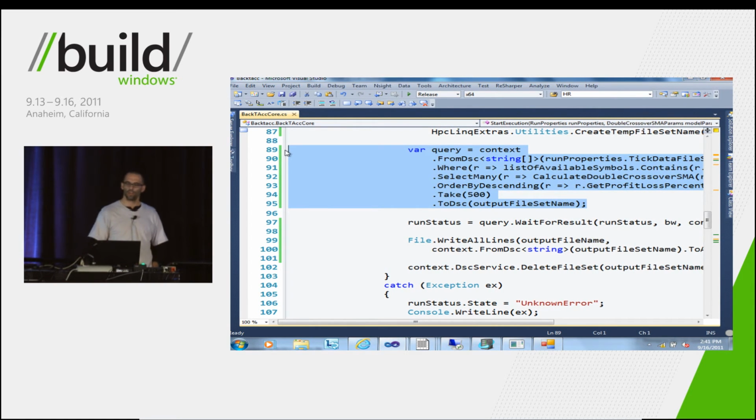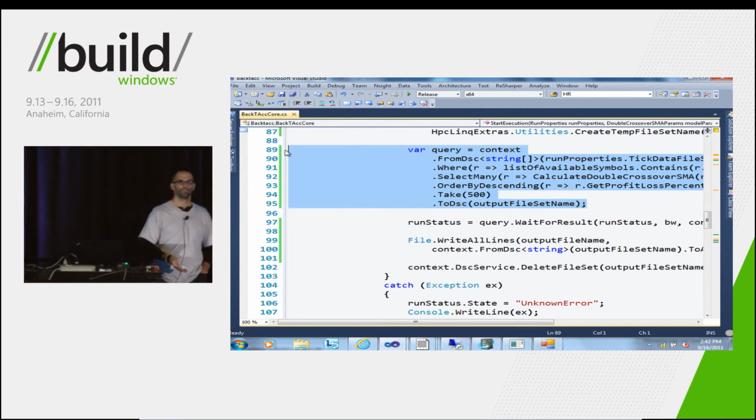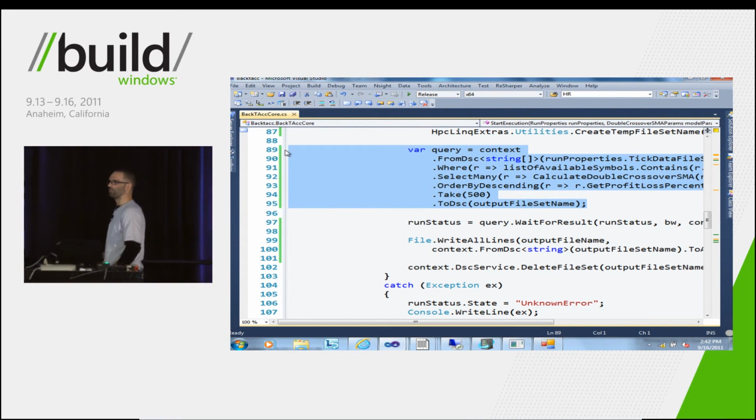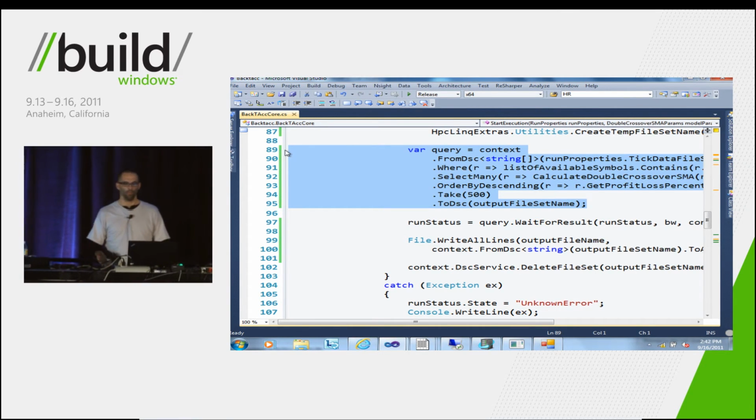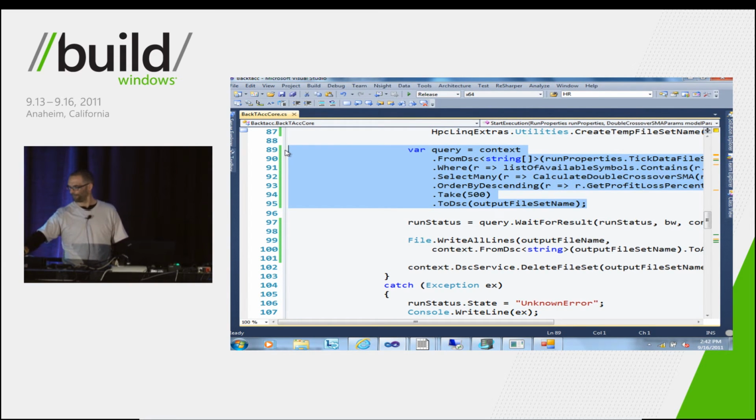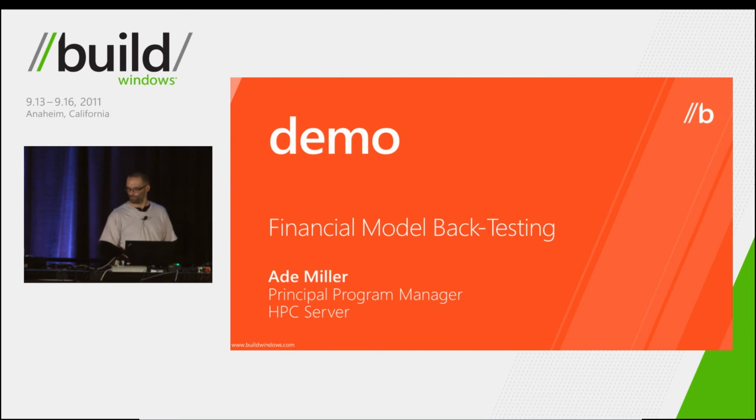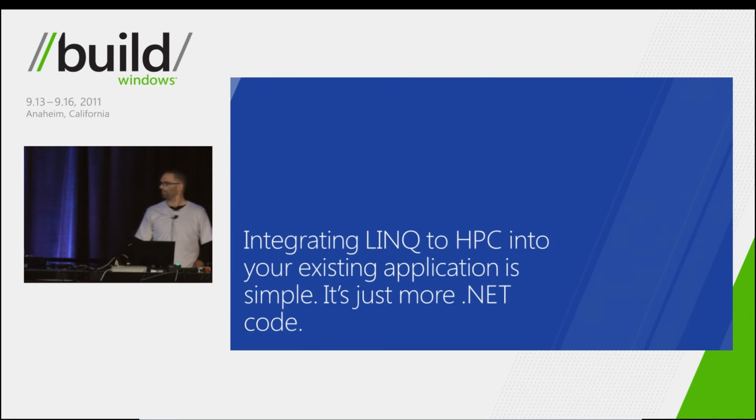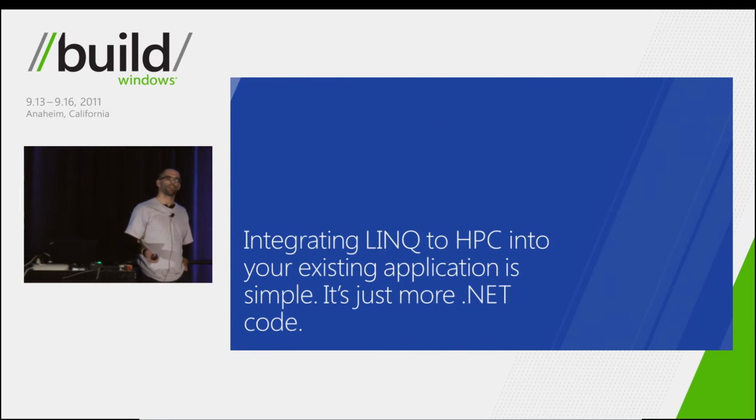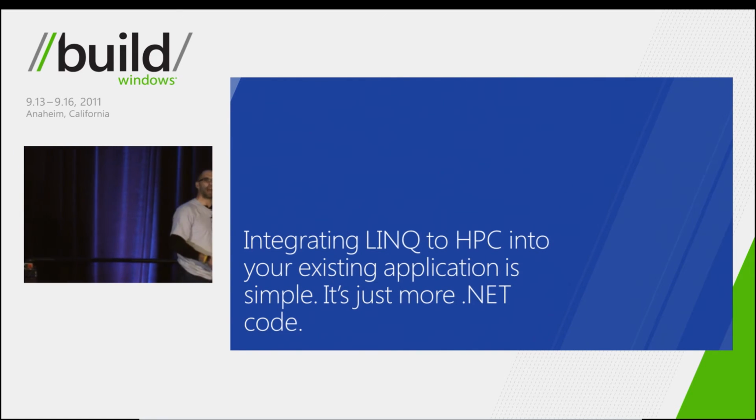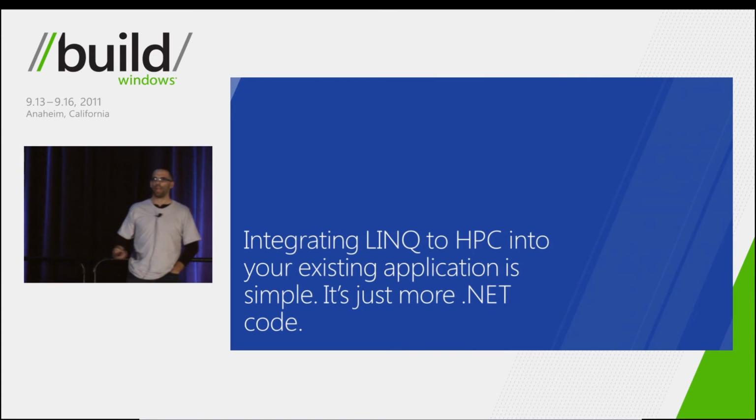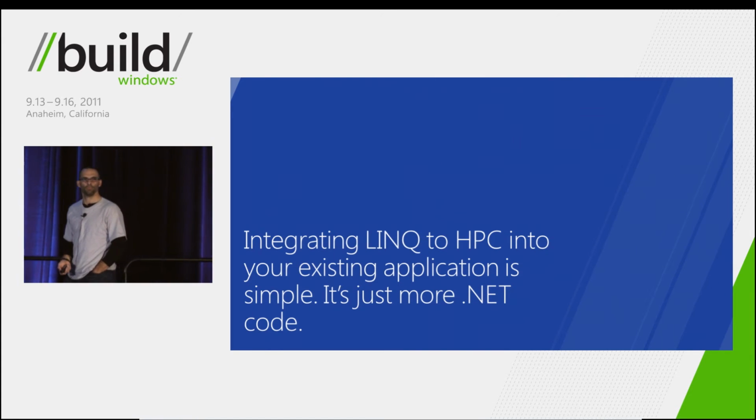So that's another example of how you can use LINQ to HPC to scale out your calculations across large data sets in a completely different vertical. And that was an example of an existing app. I already had an application there. All I had to do was add some more .NET code to it, right?